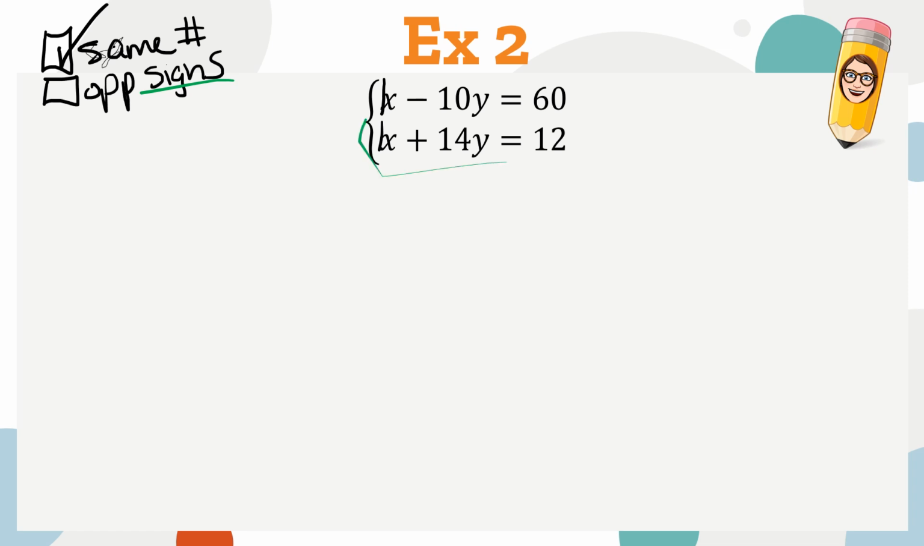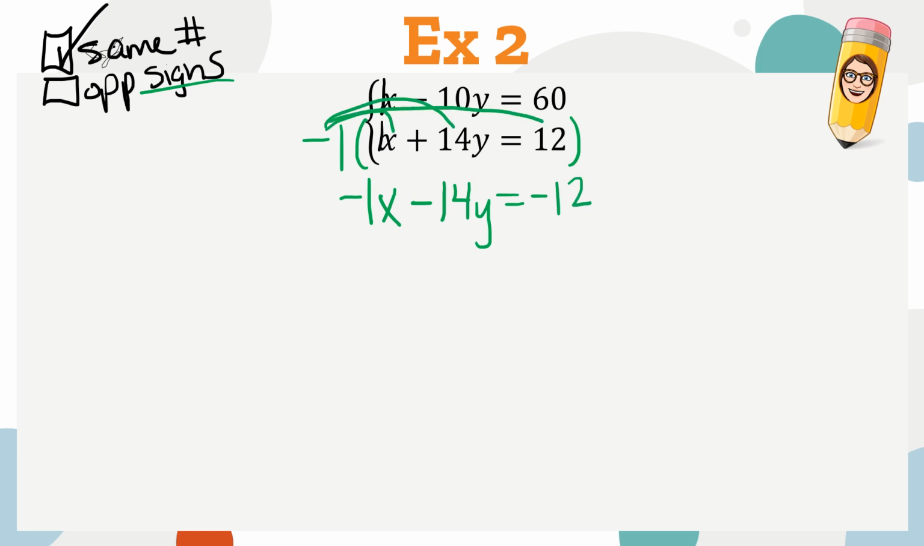Watch what happens when I do that. If I multiply, sorry, I don't know what's going on with my pen here. Let's try that again. If I multiply by negative 1, either equation, you can pick, I would get a negative 1x, a negative 14y, and a negative 12. Do you see how I just distributed that to everything?